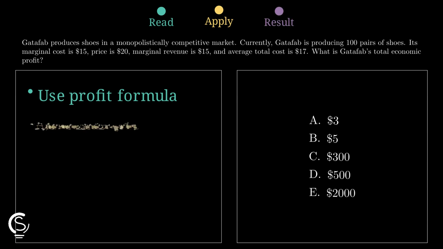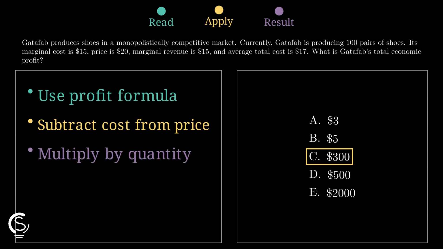Last move, multiply that $3 profit on each pair by 100 pairs, and you get total economic profit of $300, which matches option C.